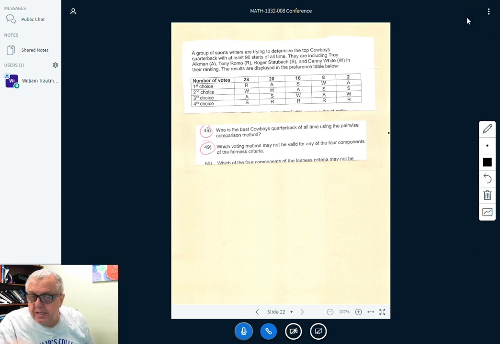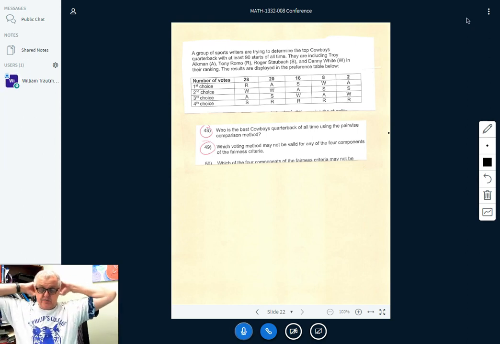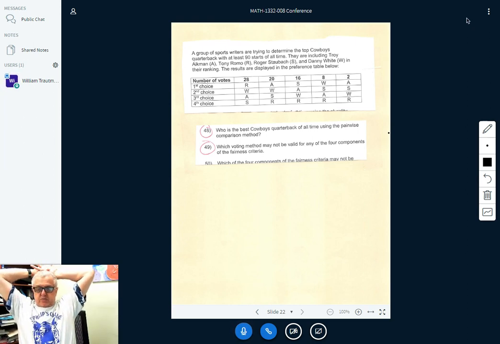On these last two questions on the review, when you get to these on the test, just guess at them. Who is the best Cowboy quarterback of all time using the pairwise comparison method? You can go ahead and guess. I'm going to give you credit for these two, and then it says which voting method. So the two questions on voting, the Cowboy one, and the other voting question, I'm going to give you credit for these since we didn't cover them, and give you the points back if you miss those.